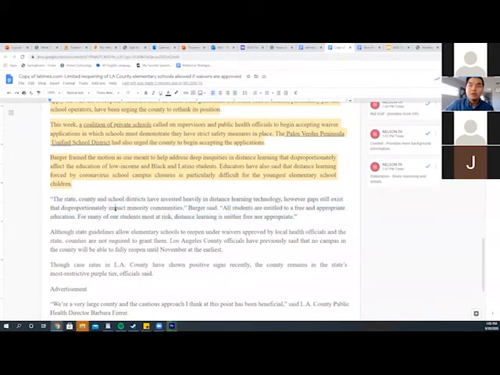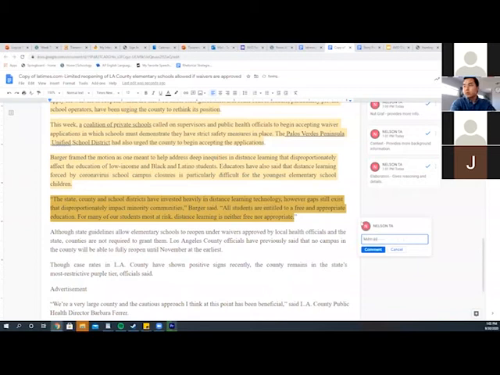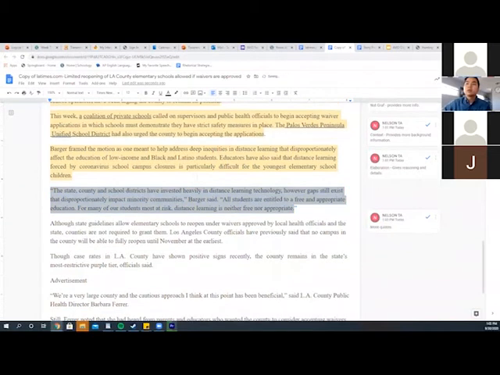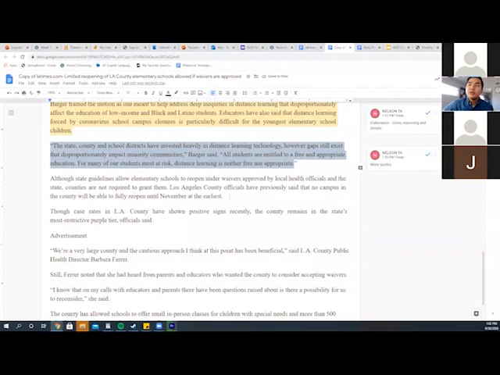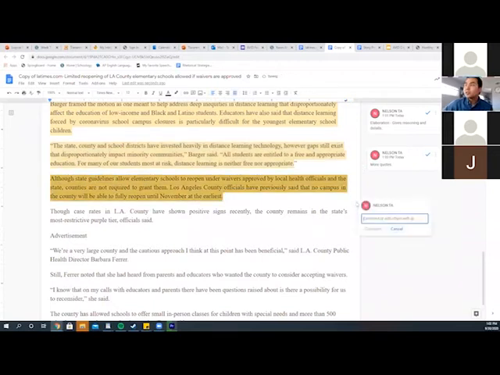Larger states, county, and school districts have invested heavily in distance learning technology. However, gaps still exist that proportionally impact minorities and communities. All students are entitled to a free, appropriate education. So they get a quote that relates to the situation. So more quotes. Then you explain the quote. Explain quote with more context, declaration.